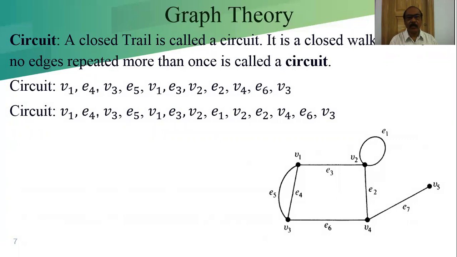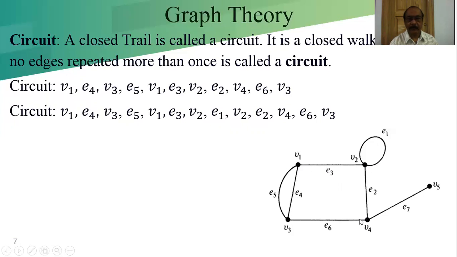When we start from the walk, we can say a vertex may appear more than once, but no edge appears more than once. It's called a circuit. This is an example. From that we can say, if we start from V1, V4, V3, E6, V4, E2, V2, E3, V1, so this is a circuit.